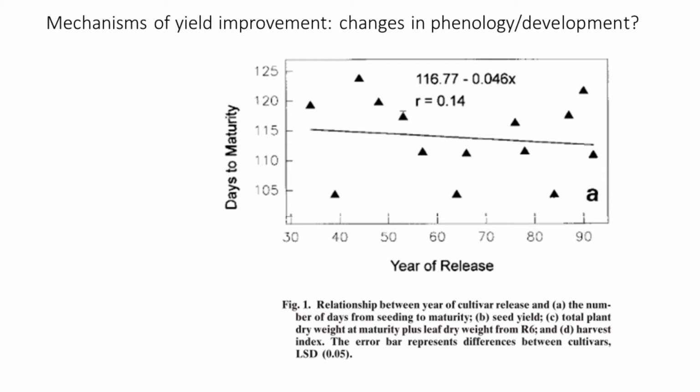So that second avenue of yield improvement open to breeders is changes in phenology and development of that crop, essentially better matching the timing of developmental events to that given climate. And so what we see here is that across years of release in soybeans, no significant difference in days to maturity, no significant trend across years of release. And so changes in phenology likely had very little effect on yield improvements over time.